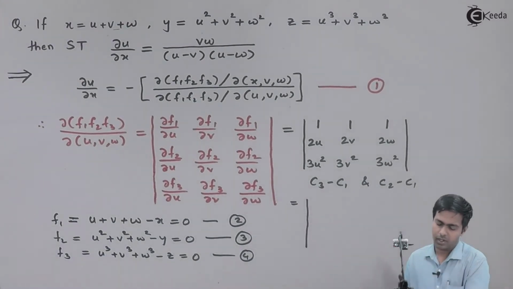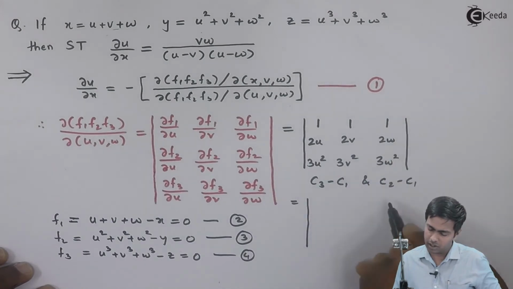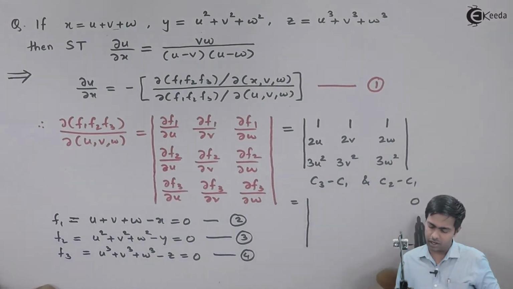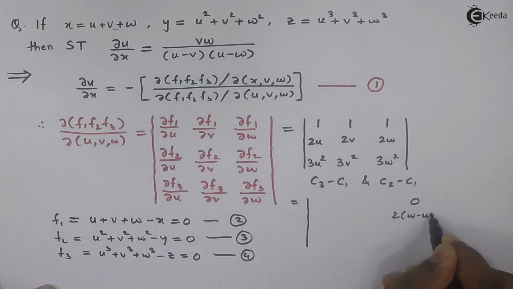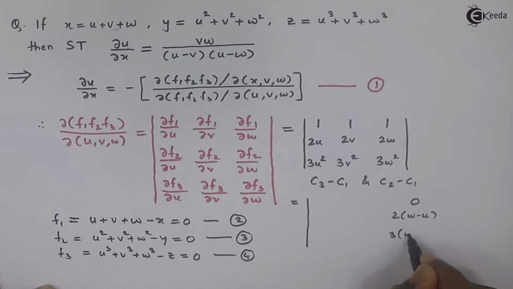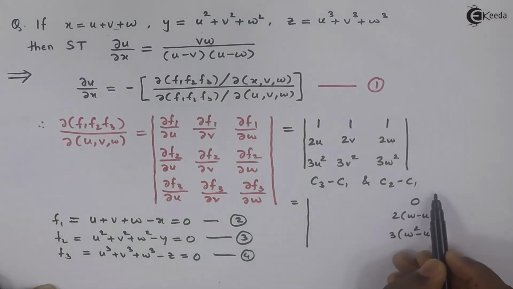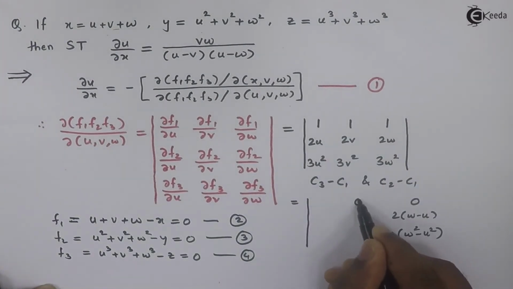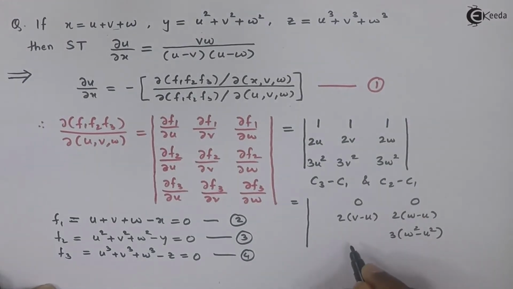So here in the last column we'll get 1 minus 1, that is 0. Here we'll get 2w minus 2u, that is 2 times (w minus u). Here we'll get 3 times (w square minus u square). Similarly, by doing C2 minus C1, we will get 0 here. Here we'll get 2 times (v minus u), and here 3 times (v square minus u square), and this first column will remain as it is.